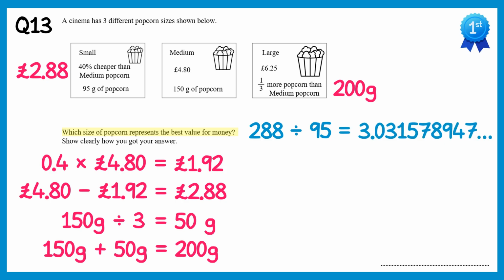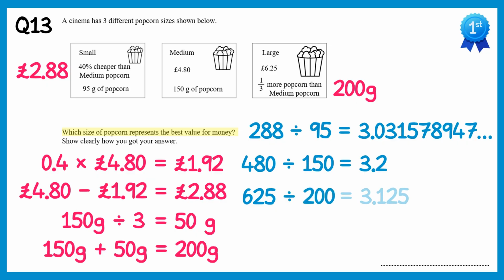Now we'll do the same process for the other two. So the medium one costs £4.80, that's 480 pence. Divide that by 150 grams, and that gives you 3.2. And for the larger one, it's 625 pence. Divide by the 200 grams we worked out, and that gives you 3.125. Now all of these values here on the right hand side that start with 3 are the costs in pence for 1 gram of popcorn for each of those deals. So for the first deal, it will cost you 3.0315 and so on pence per gram of popcorn. For the second deal, it costs you 3.2 pence per gram, and for the final one, it's 3.125 pence per gram.